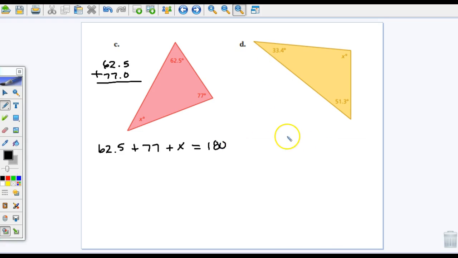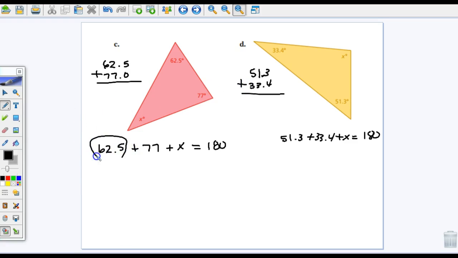Here I have 51.3 plus 33.4 plus x equals 180. Running out of room. No, it's all right. Okay, I'm going to add up 51.3. I'm going to add up 33.4. That's a point there. And let's get this party started, right?